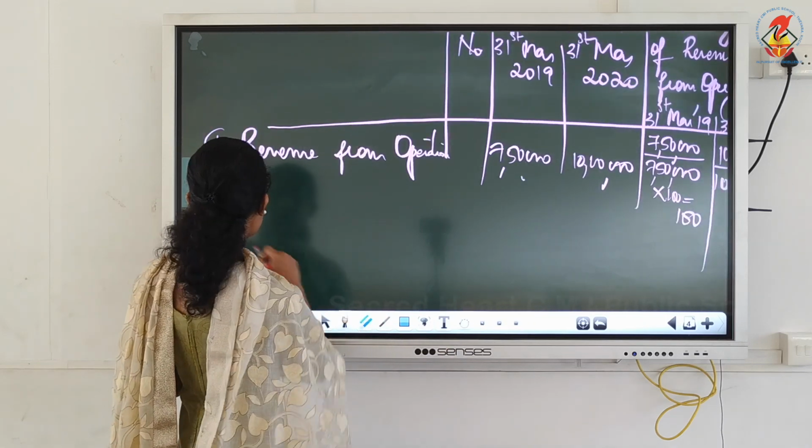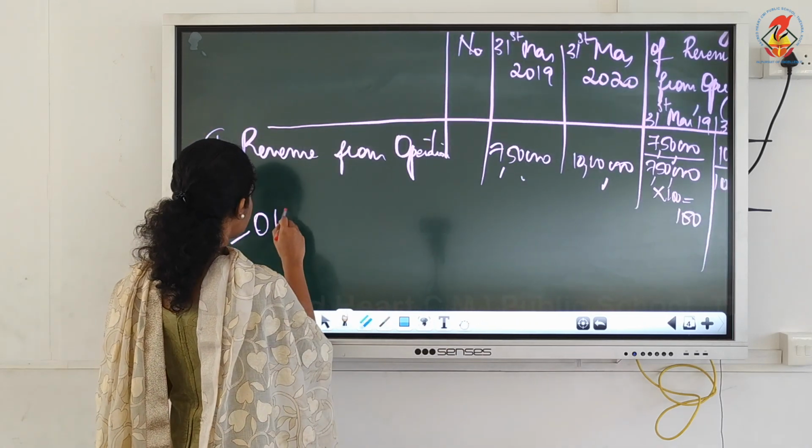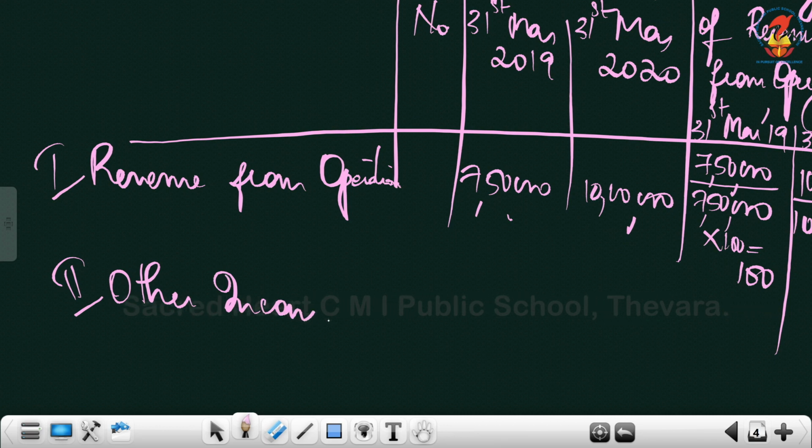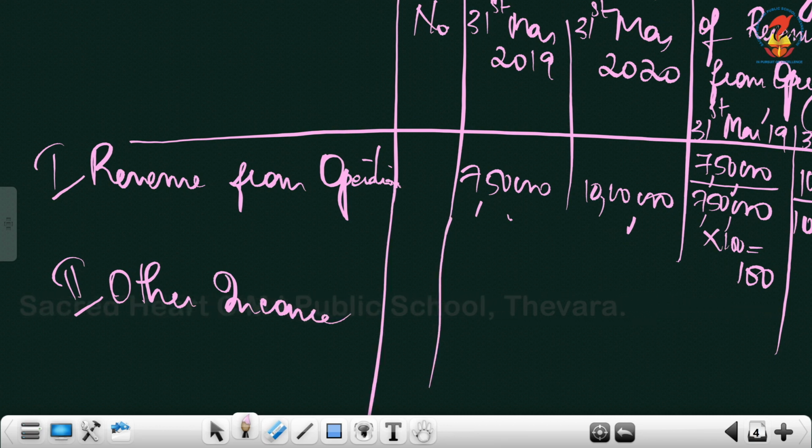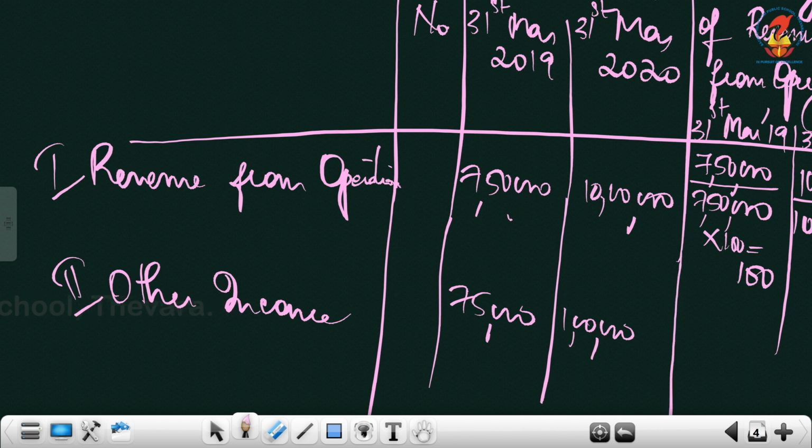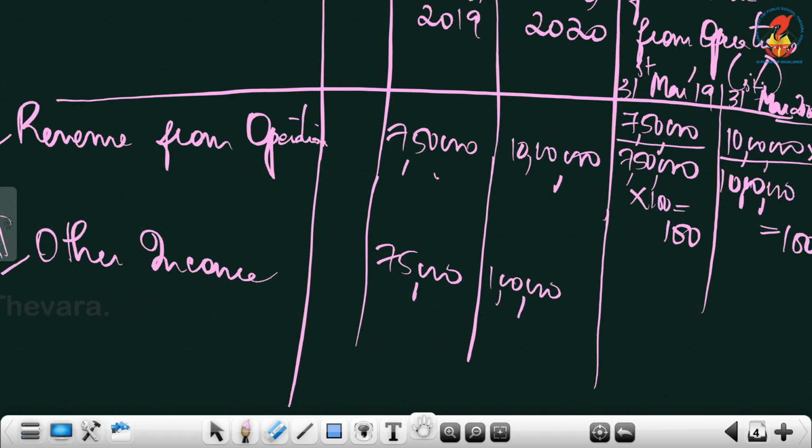Then the next one is other income. So here we have other income to be added, which is given directly in the question, 75,000 and 1 lakh. That order you have to remember, previous year and current year. Then current year minus previous year, you don't have to do here, because this is not comparative. If it was comparative, then next would be absolute change. Here you just have to convert into percentage.